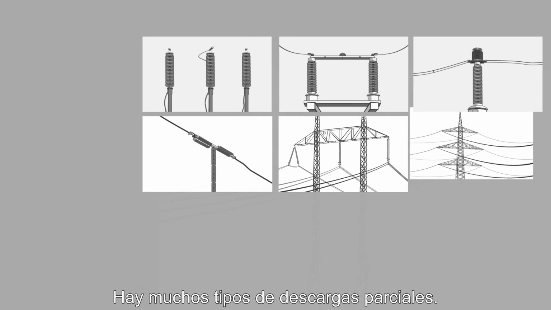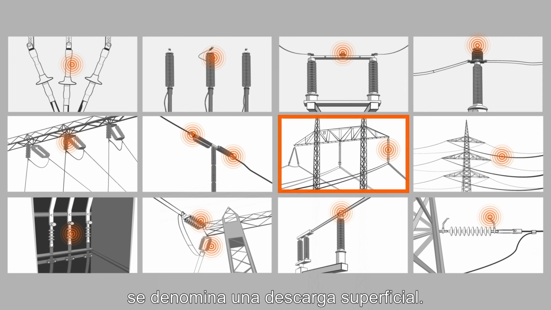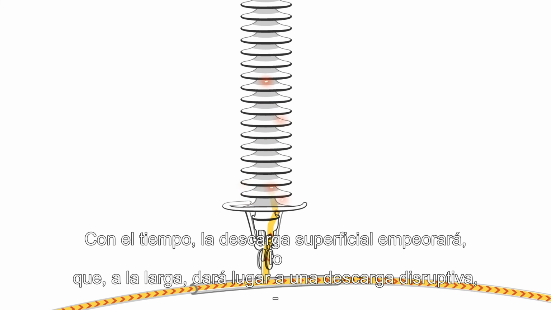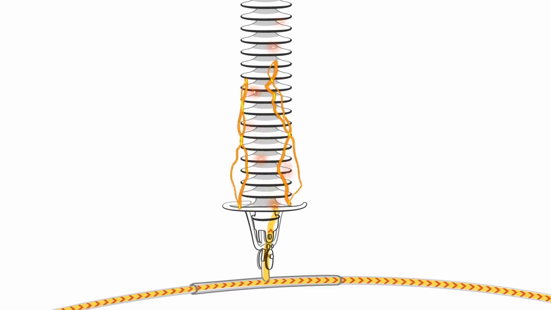There are many types of partial discharges. When a discharge happens along the surface of the insulator, in our example, it is called a surface discharge. Over time, the surface discharge will get worse, eventually leading to flashover, meaning a complete failure of the insulator.